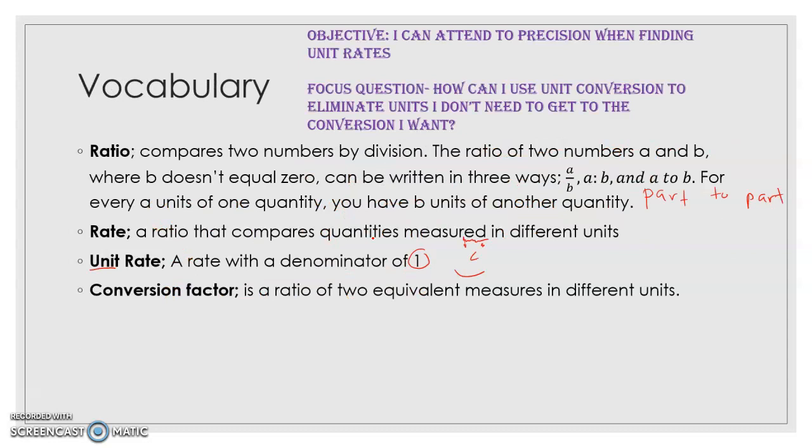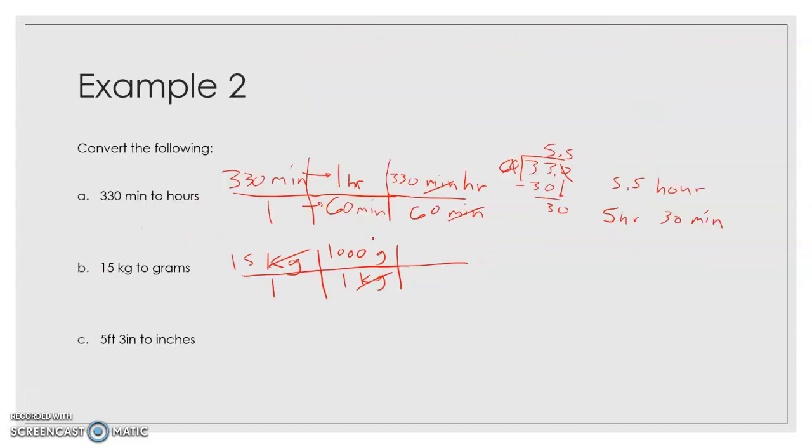That's what's going to get eliminated when we multiply straight across: 1,000 grams. So as we talk about this idea of how can I use unit conversion to eliminate units I don't need to get the conversion I want, we want to convert to grams. So if we want to end up here with grams at the end, we need to figure out a way to get rid of kilograms. And that's why you would put the 1 kilogram on the bottom of this ratio, and then put the 1,000 grams. So I multiply straight across. Okay, kilograms are now eliminated. I've got 15,000 grams over 1, or 15,000 grams.